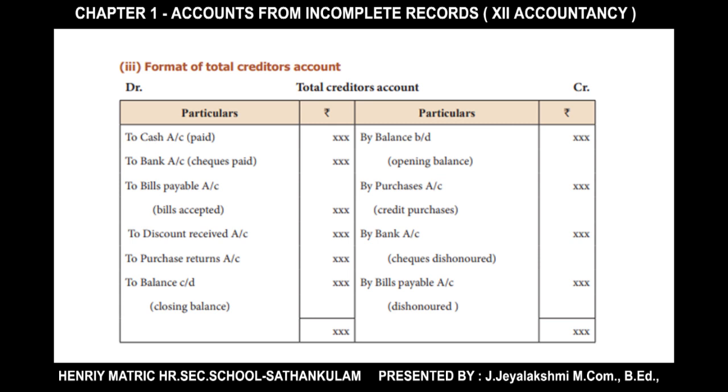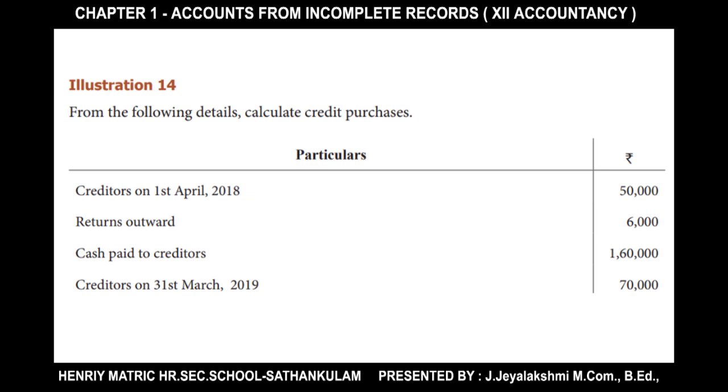Next we come to the credit side. By balance brought down is nothing but the opening balance amount. Purchase, here we take only credit purchase, because the total creditors account is related to it, so you have to calculate that. On the debit side, we take the cheques paid to bank account, but on the credit side we take only the cheques dishonored. So you should not be confused. The next one is the bills payable account which is dishonored. Now you can see illustration 14. From the following details, calculate the credit purchase.